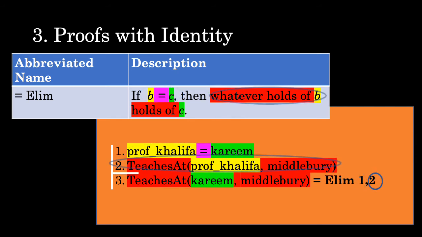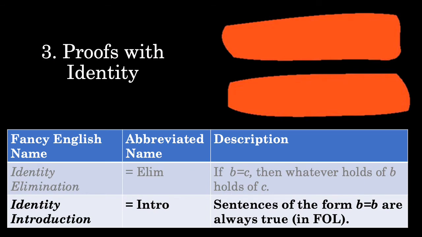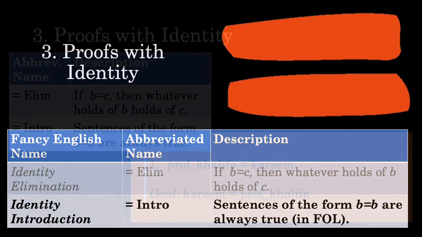Similarly, the tight mapping between whatever holds of B in our formulation of identity elimination and premise 2 tells us that we ought to cite premise 2 as a justification for line 3 of our proof. There's a second basic rule associated with identity in proofs. It's called identity introduction. We abbreviate it as equals intro in the proof, and it just says sentences of the form B equals B are always true in first-order logic. In a proof, this means you can pop them in wherever you need them.